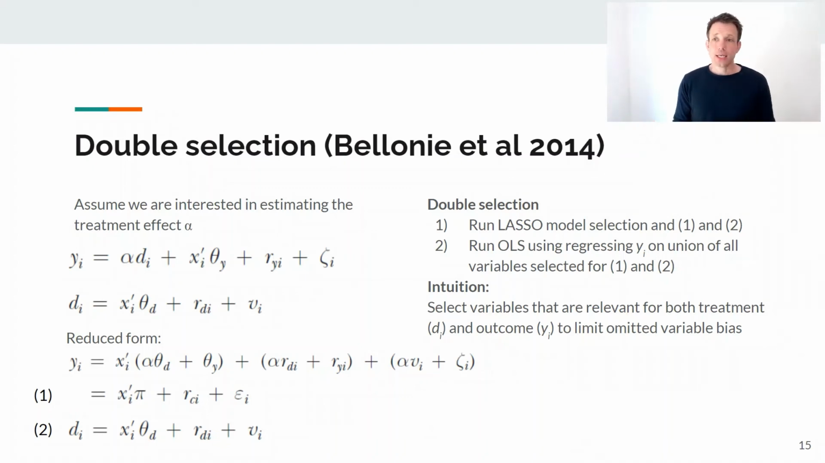Yeah, so that is more robust. It can be shown that this approach is more robust to omitted variable bias, and it's also technically rather simple to run, and I think that's an attractive approach when you're actually interested in causal interpretation and want to use Lasso for model selection.